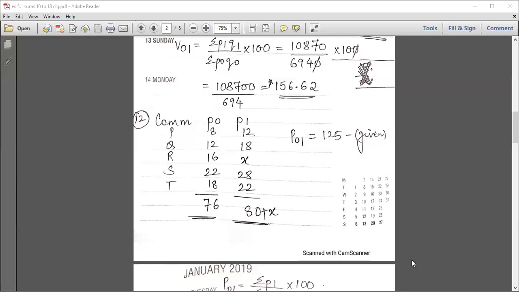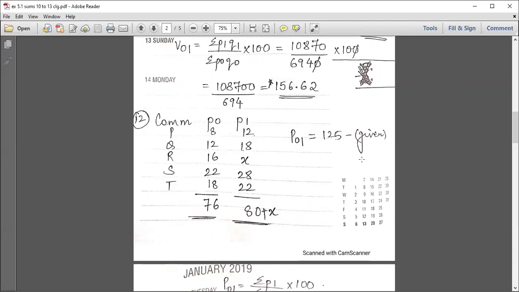Again, you just have to put the formula for price index number. So here is the solution. Commodity, P0, P1. First you will do the total of P0 and P1. So what's the total? 8 plus 12 plus 16 plus 22 plus 18. The total comes to 76. Coming to the right side: 12, 18, x, 28, 22. Now keep one thing in mind. Whenever you add, x is an alphabet, it's a variable. You cannot add it along with numbers. So you have to keep it as 80 plus x. Keep this in mind.